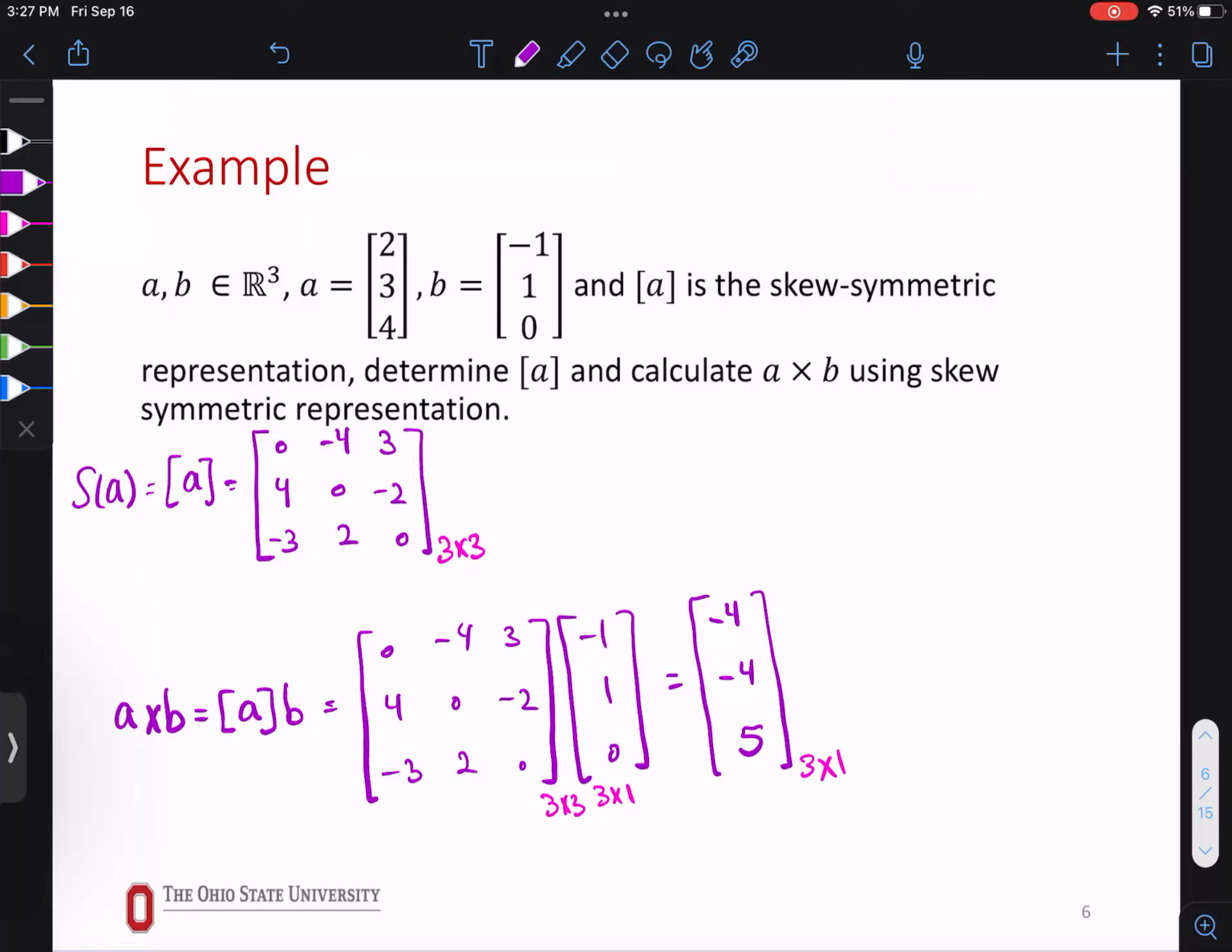Does this make sense? Like how the math works, right? But all you have to remember is A cross C is that bracket A times B. All right. Sweet.